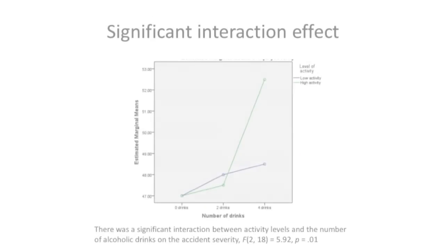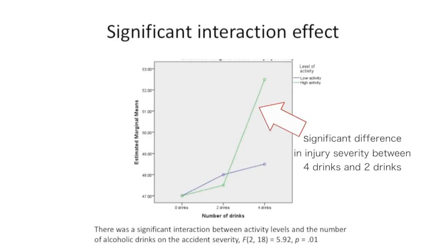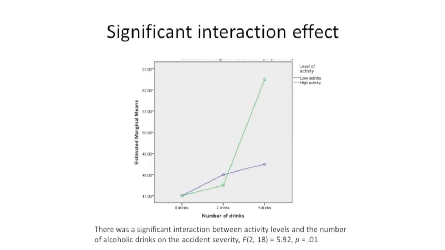So you can see that there's this significant interaction in the graph provided here. On the green line, there's a significant difference in injury severity rating between 4 drinks and 2 drinks, and a significant difference in injury severity ratings between 4 drinks and 0 drinks. So please look at your readings for how you may write up a between-subjects factorial ANOVA when there is an interaction using APA format.